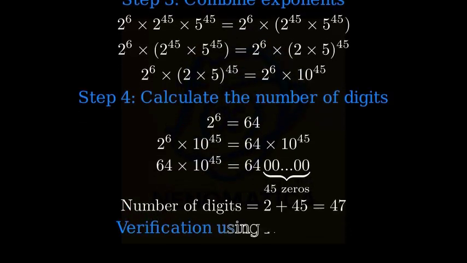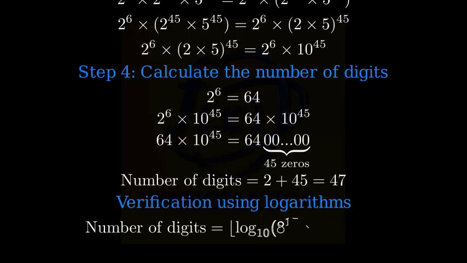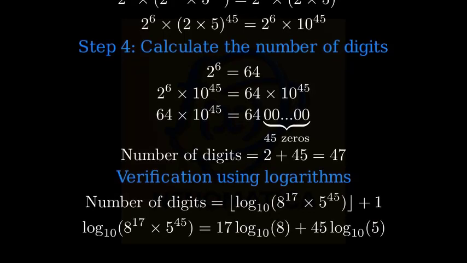As a verification, we could also use logarithms directly. The number of digits equals the floor of log base 10 of our number, plus 1. Log base 10 of 8 to the power of 17 times 5 to the power of 45 equals 17 times log base 10 of 8 plus 45 times log base 10 of 5.